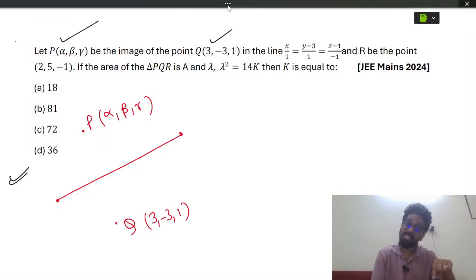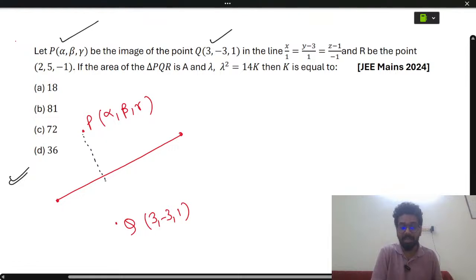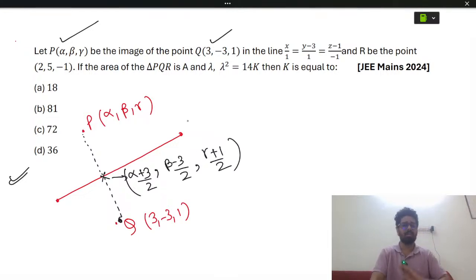I have explained in the last session also that the midpoint of the image and its point lies on the mirror, on the line. So this point is alpha plus 3 by 2, comma, beta minus 3 by 2, comma, gamma plus 1 by 2. You need to know the section formula, the same way that you have done in 2D geometry. Now this point lies on this line. Second thing, this PQ is perpendicular to this one. So you can use it also.